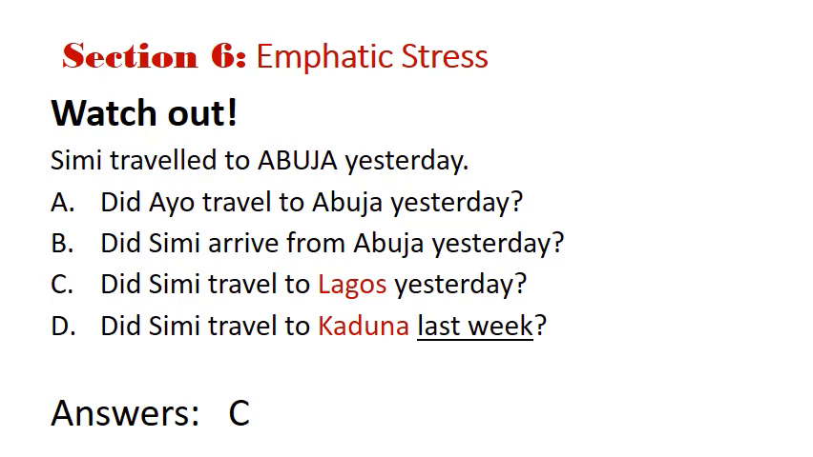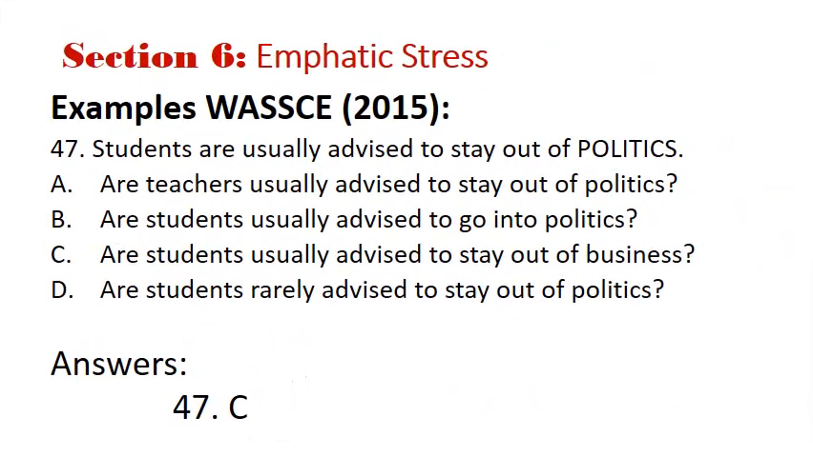Let's pick one more example from the WASSCE past question paper. So here on the screen I have item 47 from 2015. Students are usually advised to stay out of politics. Politics given in capital letters. A. Are teachers usually advised to stay out of politics? Teachers come as the change here, but emphasis on the sentence is not on students, so A is out.